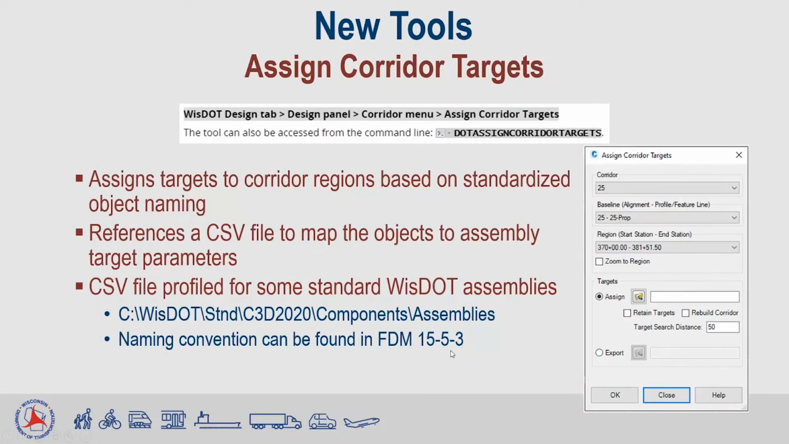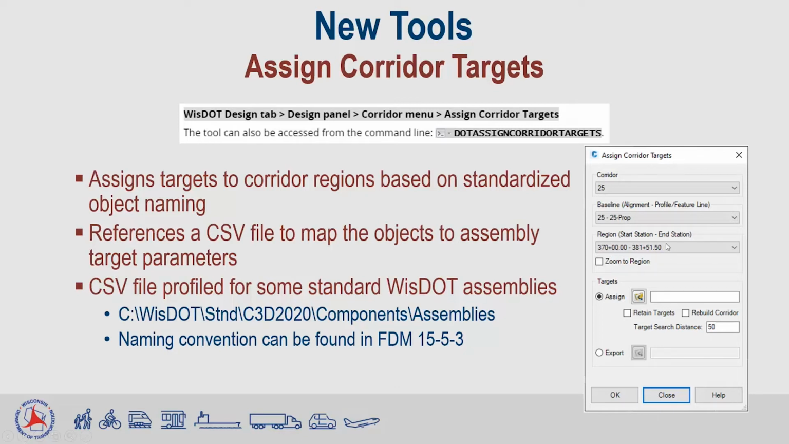So the naming convention that we use in our standard CSV files is all based on what we outline in the FDM. Chapter 15.5.3 has all that laid out. So in the tool itself, in the interface, you would select your corridor. Then you'll get a list of all the baselines, and you'd select the baseline that you're most interested in. And then if your baseline has multiple regions, you would select which region you want.